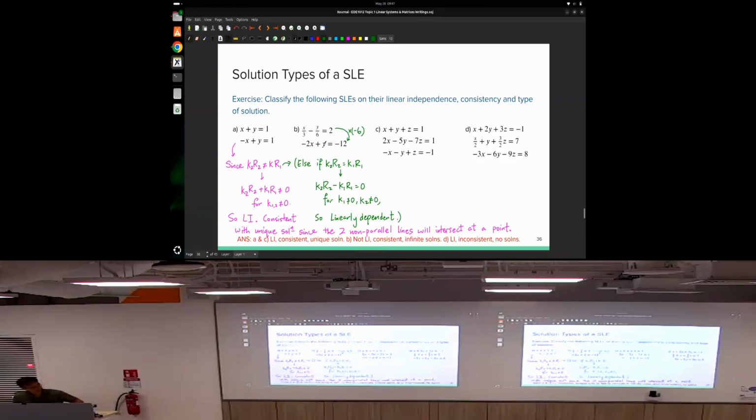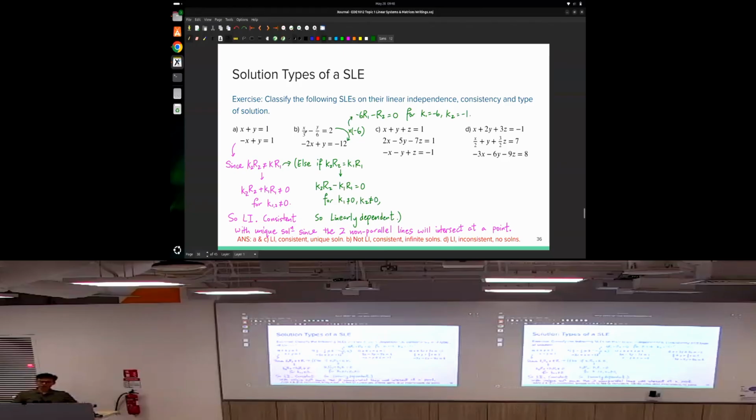-1/6 becomes +1. 2 times -6, you get -12. Then it's very clear that this is row 2 equals -6 times row 1. Right? So this is telling me that -6 of row 1 plus row 2, minus row 2, equals 0. So it equals 0 for K1 equals -6, K2 equals -1.